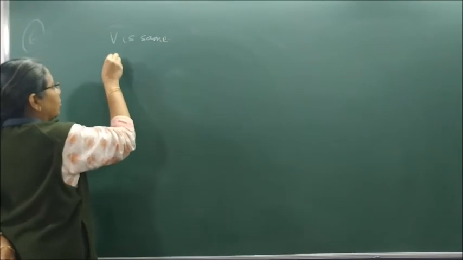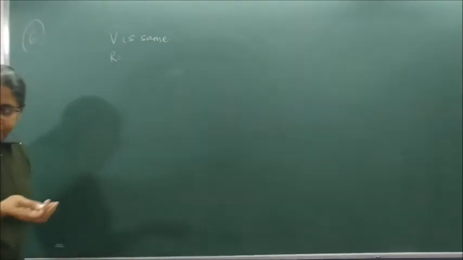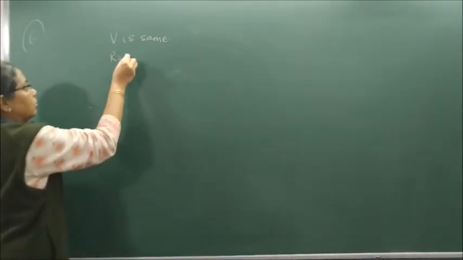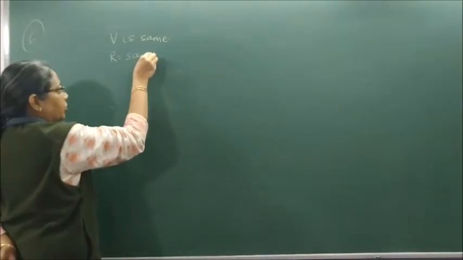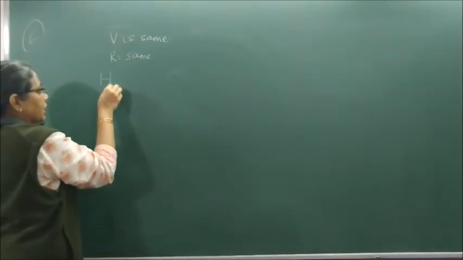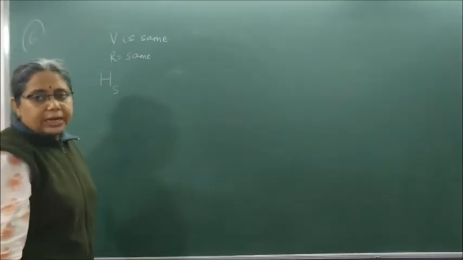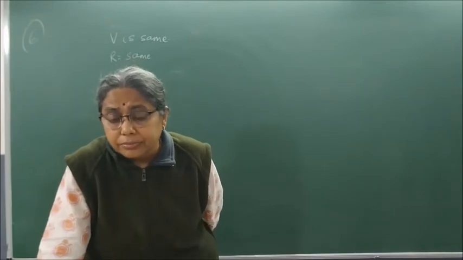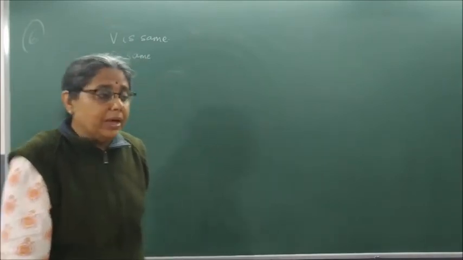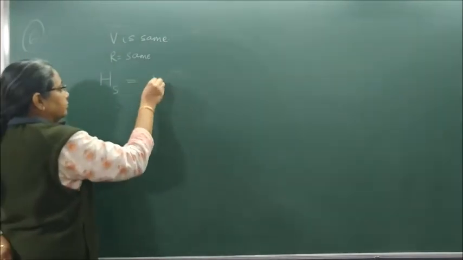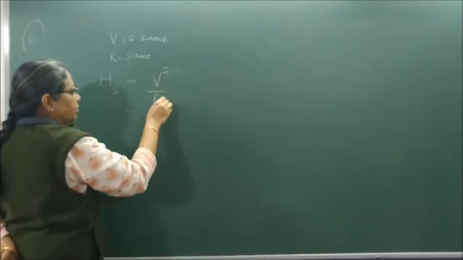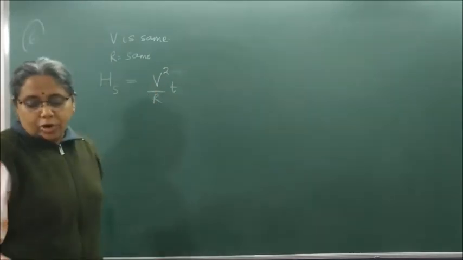R also is the same because they have equal length, equal cross section and are made up of the same material. Now I need to calculate heat produced in series and heat produced in parallel. Which formula should I use? V square by R into T. So V square by R into T. Now please understand what it says.